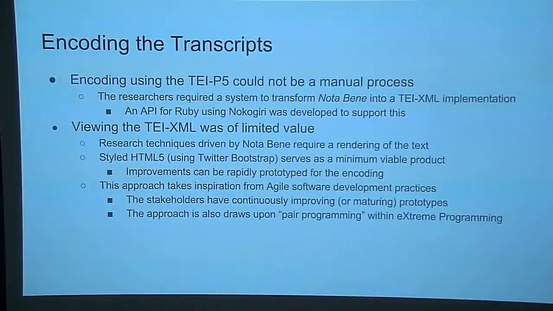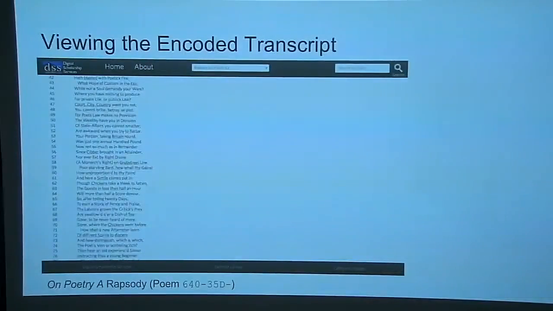So the most straightforward approach was to start rapidly prototyping an application that generated some styled HTML5 using the standard Twitter Bootstrap framework and a combination of XSL style sheets to support the transformation. And as others have cited, we try to draw heavily from agile software development methodologies, in which our stakeholders have access to these continuously improving, maturing prototypes rather than more staged, more mature products. We also attempted to draw upon the pair programming technique that one finds within the extreme programming methodology, and I'll detail that momentarily. But basically, within the current prototype UI, this is the output that the end user sees.